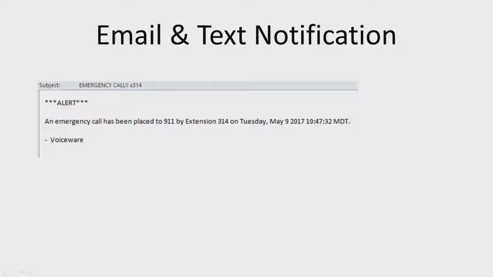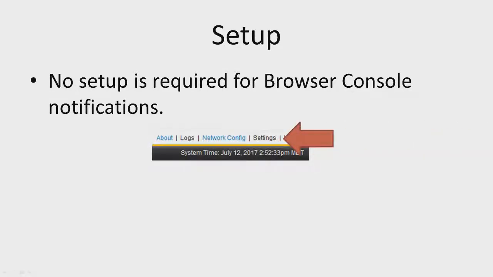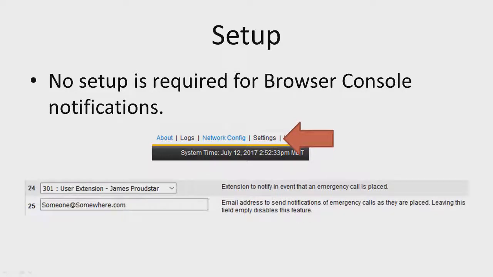No setup is required to receive notifications of emergency calls to the browser console. This happens automatically to all logged-in users and cannot be disabled. Setup of the notification call and email are both done from the settings page. Once logged on to the configurator, navigate to the settings page and then down to settings 24 and 25. Here, a drop-down of available extensions and call groups is available.